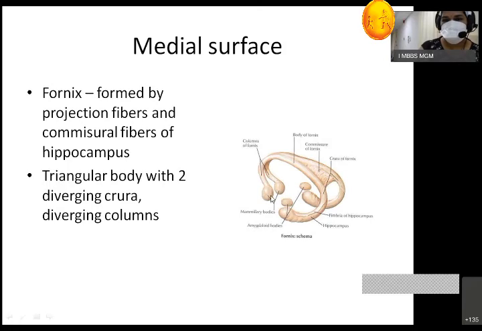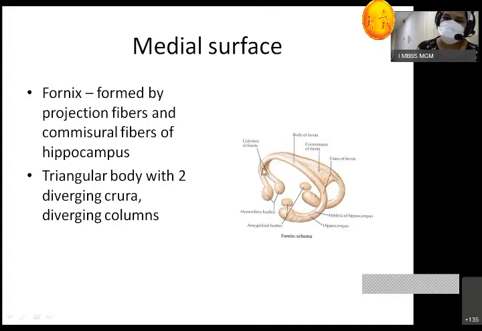So, these are the mammillary bodies which are related to the hippocampus. These are the fibers which are coming from the hippocampus. They are called fimbria. This is the hippocampus, and from here the 2 crura will be there, and they join together to form the body. The 2 crura again will be joined by some commissural fibers. So this is called the commissure of fornix.